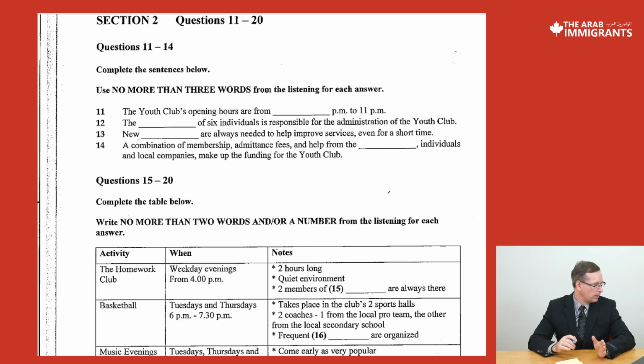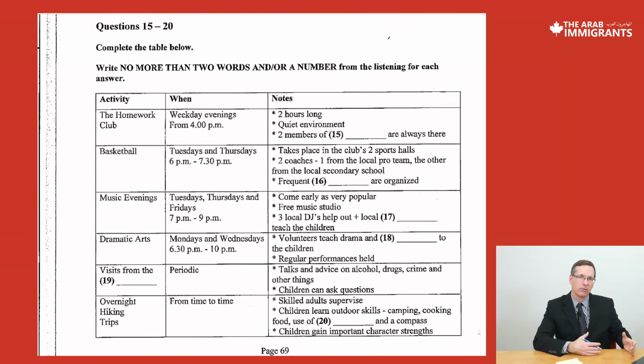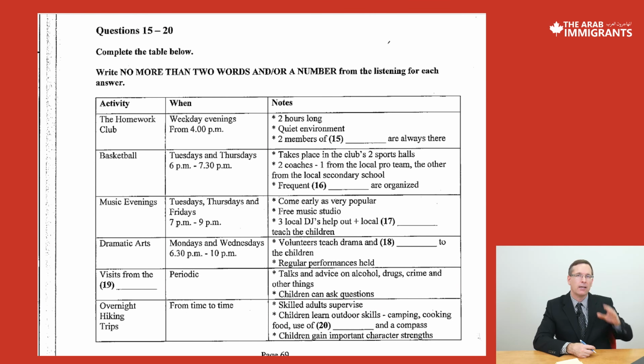So I'm just using my eyes, and actually my reading skills come in handy with skimming and scanning. I'm scanning through this section quickly. So the first chart, the activities, the second chart is the times, and then under the notes. And so I'm looking and listening, okay, number 15, it will be talking about 2 hours, quiet environment, and then whatever it says next, you need to write it in. Then question 16 it'll talk about coaches, and then frequent information.